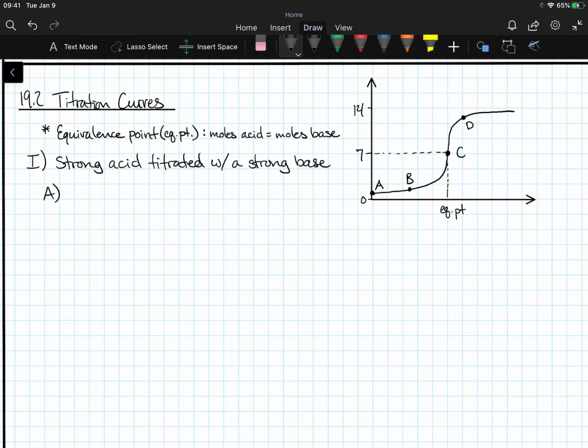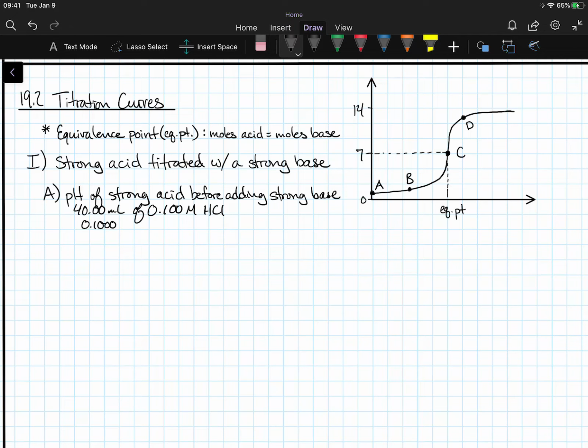Part A, calculating the pH before we've added any of the strong base. In your lab setup, the strong acid would be in the flask down below the burette, and in the burette would be the strong base. So the pH of the strong acid before adding any strong base. We're going to start with 40 milliliters of 0.100 molar HCl. It's our strong acid. And so the pH from that's pretty straightforward.